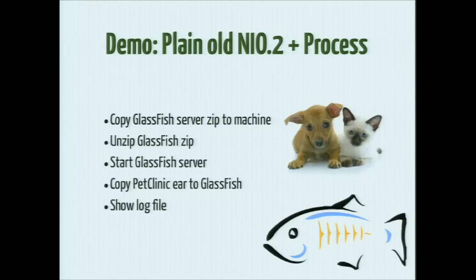So let's get to our first demo. This is a scenario which comes from the deployment automation world, of course. That's what we work in. We copy a Glassfish server zip to a machine, in this case the local machine, because we're doing plain old NIO. Unzip it, start the server, copy a Pet Clinic there, so actually deploy it to the server, show the log file in the console, and then afterwards clean it up, of course.